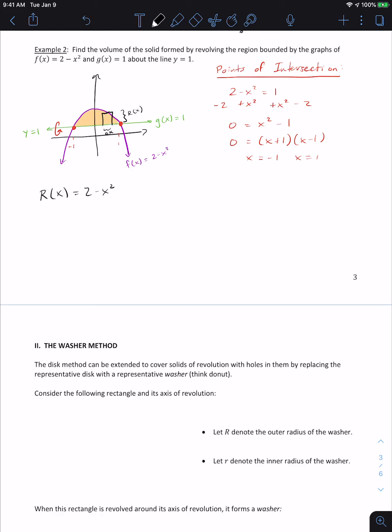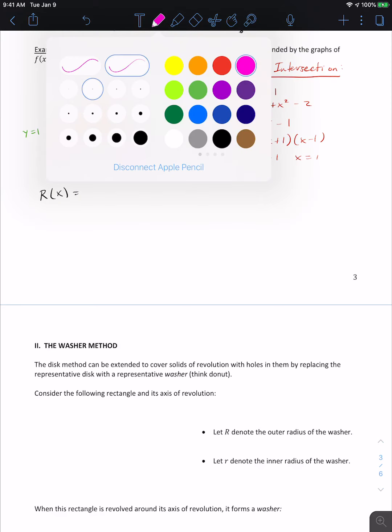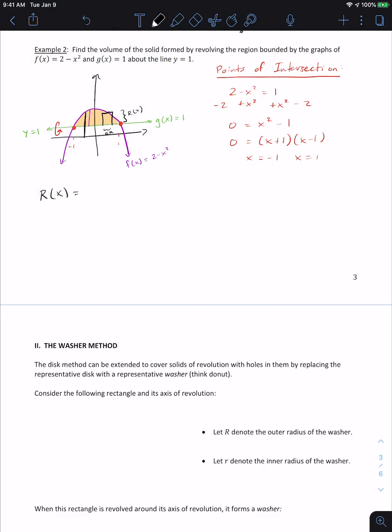We don't want 2 minus x squared, this whole part right there. We don't want that whole part. We just want the piece from the green line to the purple line. So how are we going to find that? The piece from the green line to the purple line is the piece from the black line, the x-axis, to the purple line, which is 2 minus x squared, right? That's our function. And then if we subtract this little piece down here, which is 1, then that will give us that pink spot that I have highlighted there.